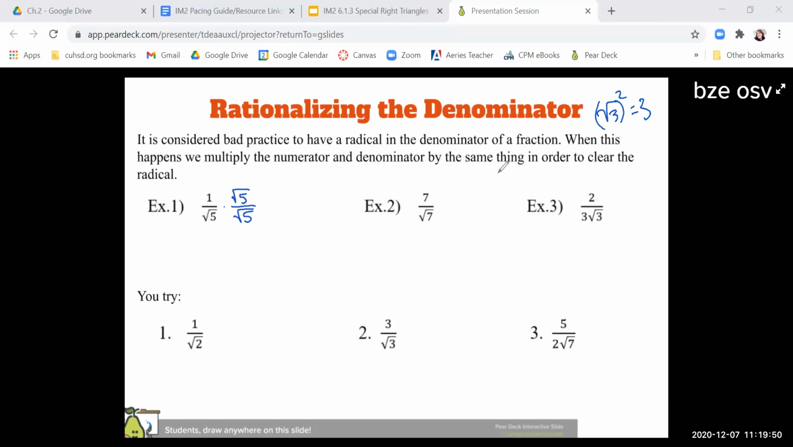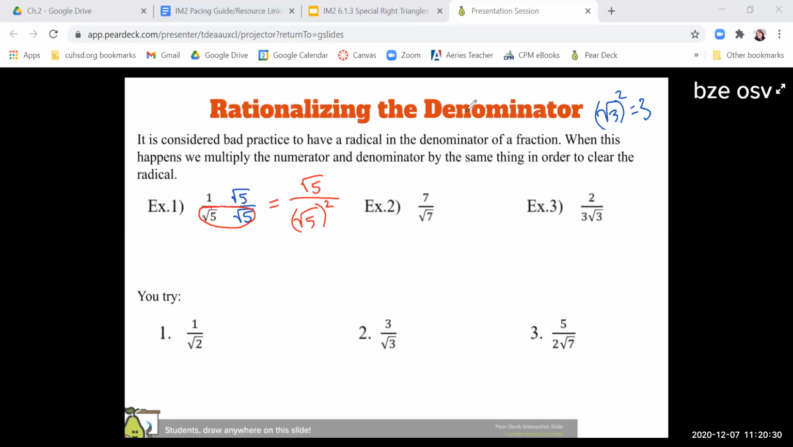And the reason I'm allowed to do that, and it doesn't mess up my fraction in terms of its value, is because anything over itself is 1. So root 5 over root 5, that's just a 1. But I'm going to change the way that the fraction looks because of this. So that root 5 times root 5 down here is essentially root 5 squared. And then on the top, I have 1 times root 5, which is just root 5.